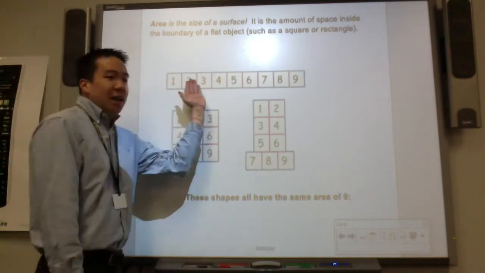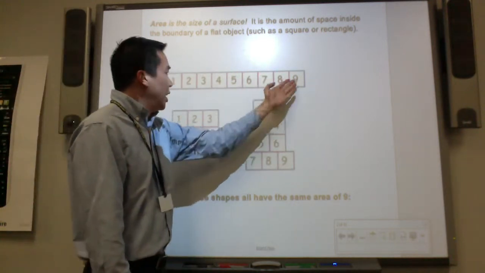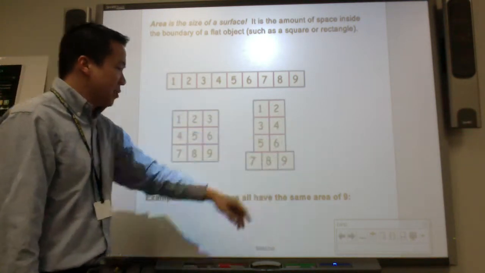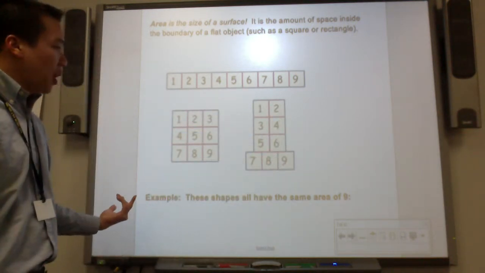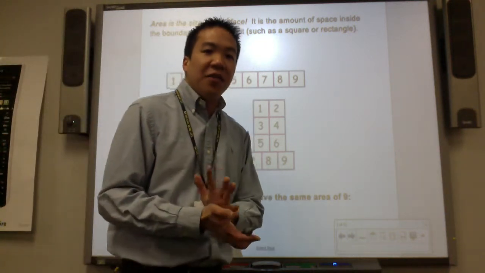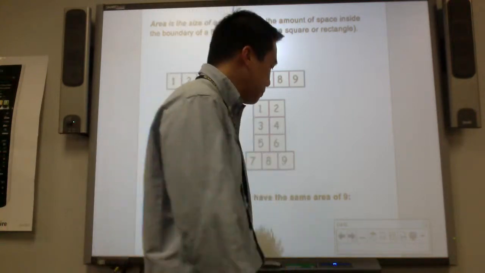So it takes up 9. For this one, it will be squared. This takes up 9 squares, and this also takes up 9 squares. So these shapes all have the same area of 9. It's how much it covers. So it's the amount of surface it covers.